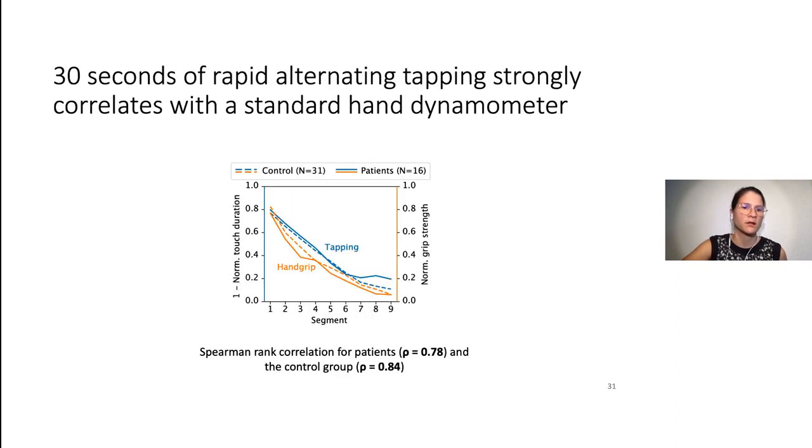fatigability. So in this plot, we can see that there's a good correlation between the tapping data and the hand grip dynamometer for patients and controls. So we see that for both groups, there's a decline in performance, and both curves. So for the tapping task and the hand grip data, they show similar curves. So 30 seconds of rapid alternating tapping strongly correlates with the standard hand grip dynamometer.